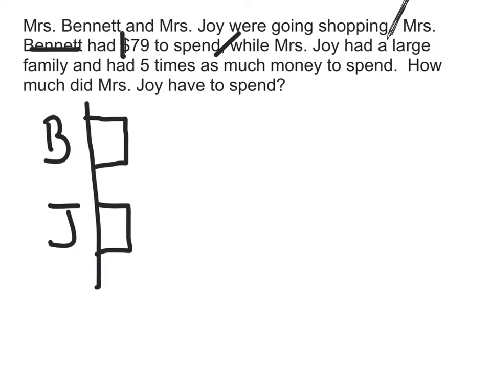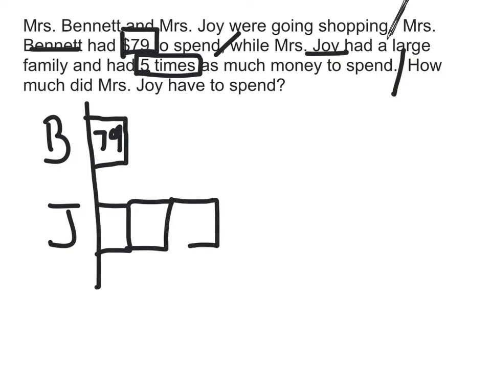Mrs. Bennett had $79. So 79 is what she had to spend here. Mrs. Joy had a larger family and had 5 times as much. Well, that 5 tells us that we put 5 boxes beside her. 5 times as much as Mrs. Bennett did.